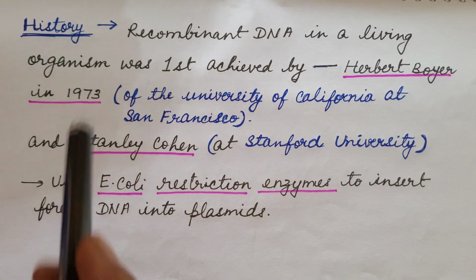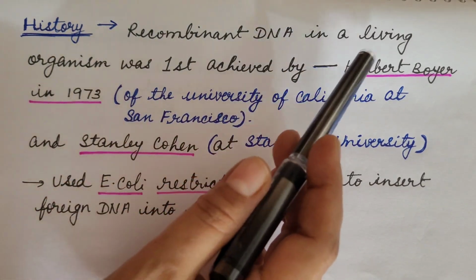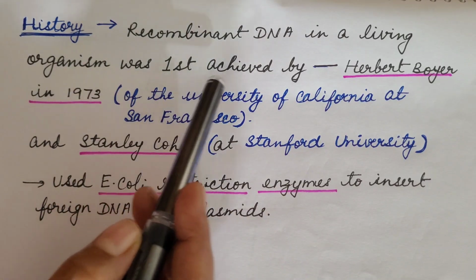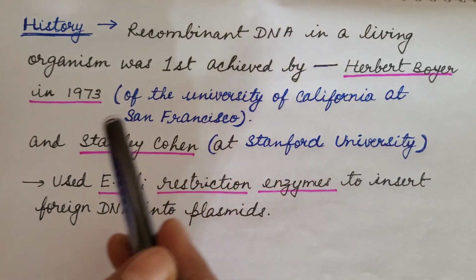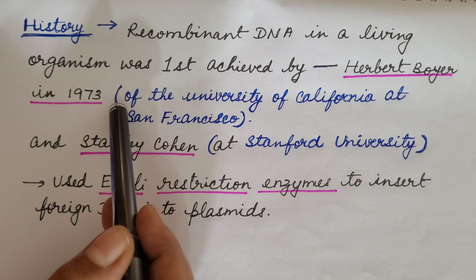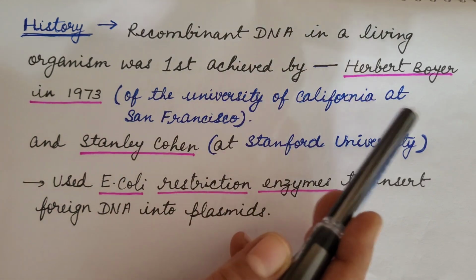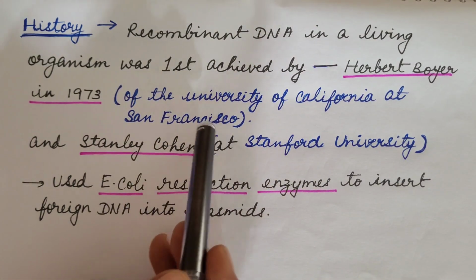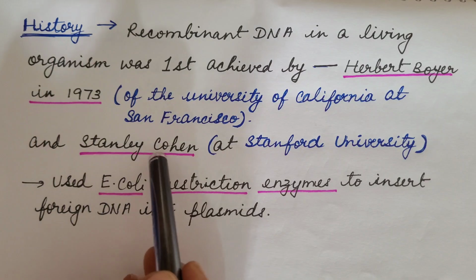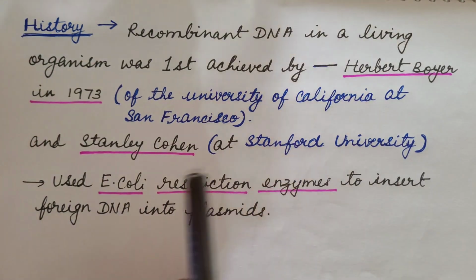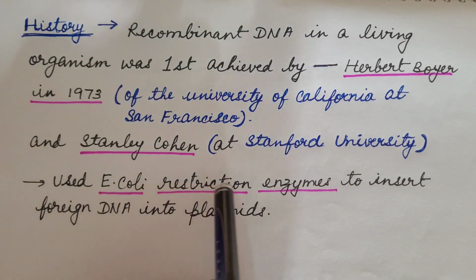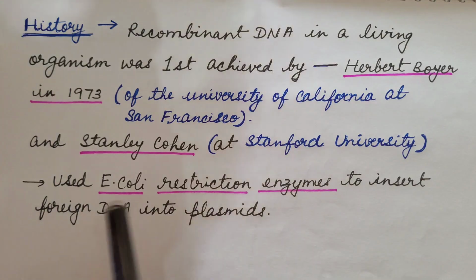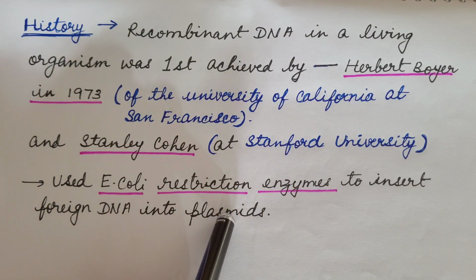Now let us see its history. Recombinant DNA in a living organism was first achieved by Herbert Boyer in 1973 of the University of California at San Francisco and Stanley Cohen at Stanford University. They used E. coli restriction enzymes to insert foreign DNA into plasmids.